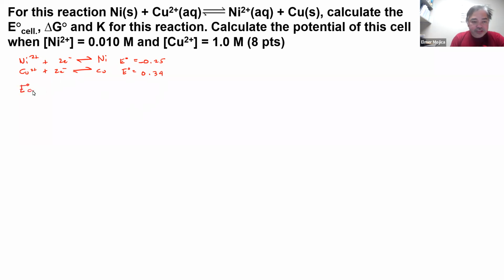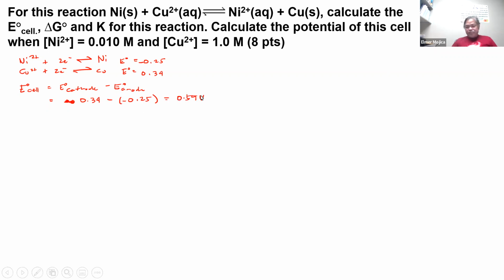So for the cell potential, E cathode minus E anode. You replace the values that you have there, okay? 0.34 minus negative 0.25. So this is equal to 0.59 volts.